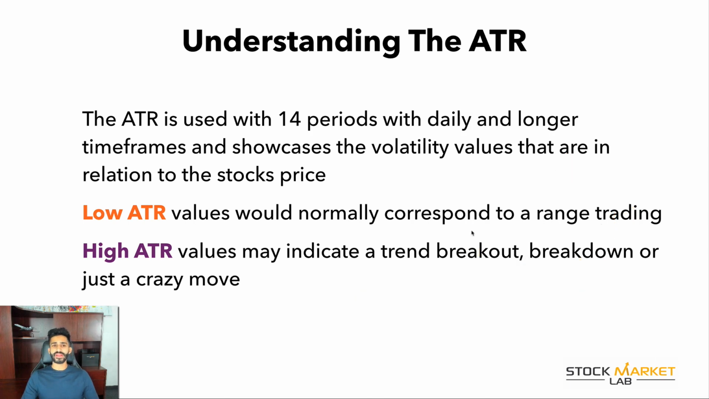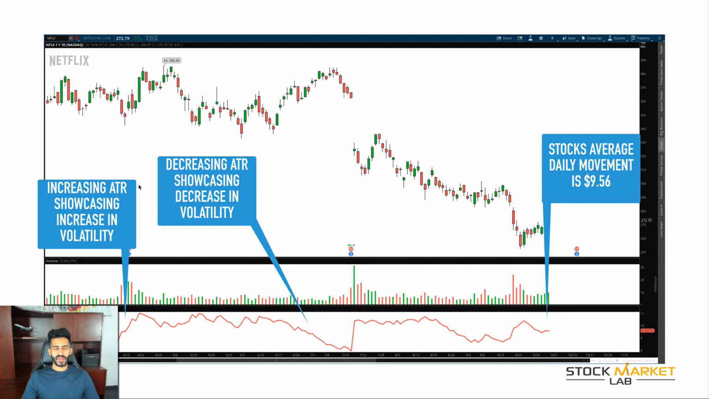So let's look at another example. If you take a look right here, we're looking at stock Netflix. We're looking at a 1 year, 1 day chart. Once again, this represents everything for 1 year. And each candle here, which everyone should be very, very familiar with by now, represents information for 1 day. Now, let's just jump to the ATR down here. The stock's average daily movement is $9.56.